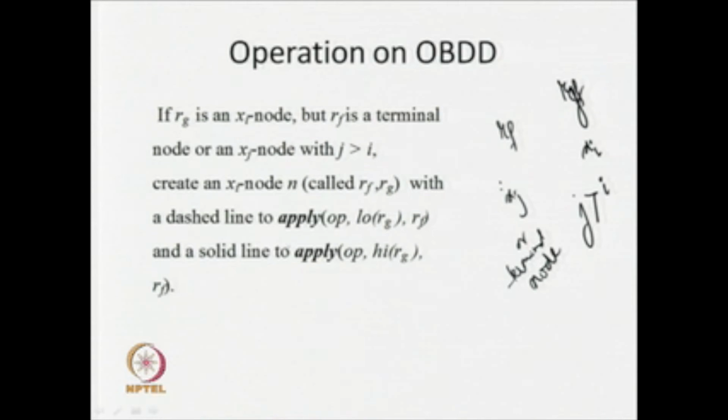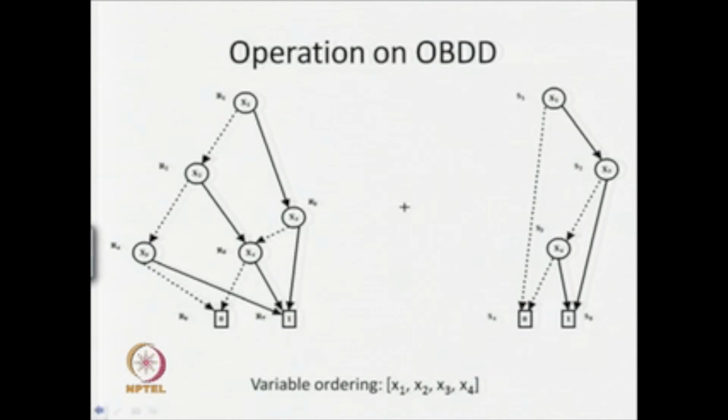So, here in a similar way we are going to treat it. So, this time we are going to say low of RG and RF and apply high of RG and RF. Just say that these are symmetric. So, that is why, in the previous case we took low of RF and RG. Now, we are going to take low of RG and RF. So, these are the rules that we are having over here.